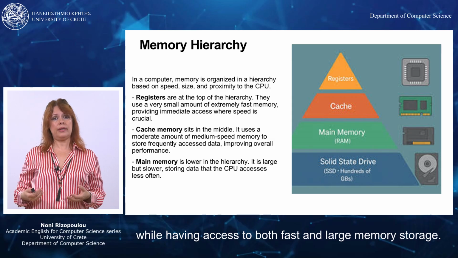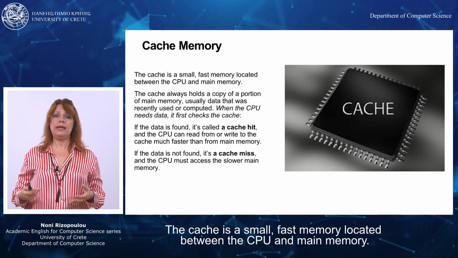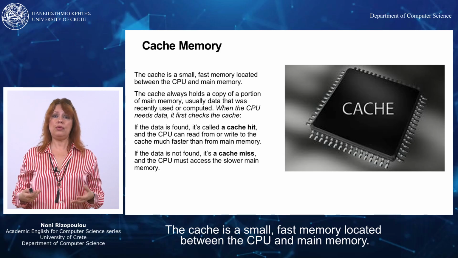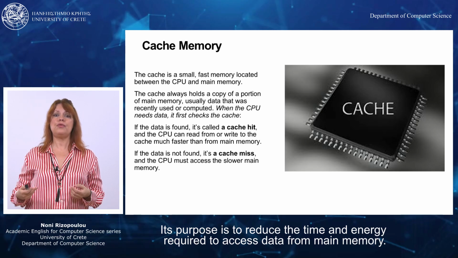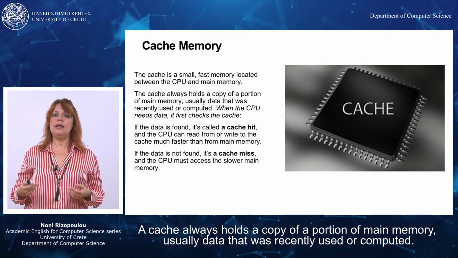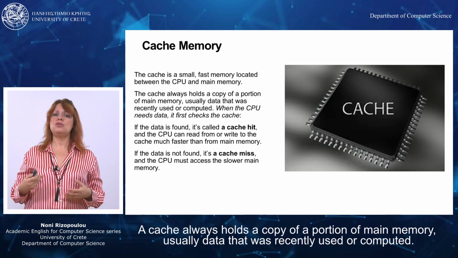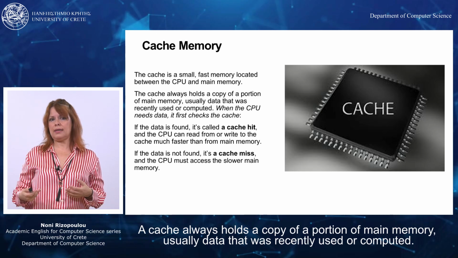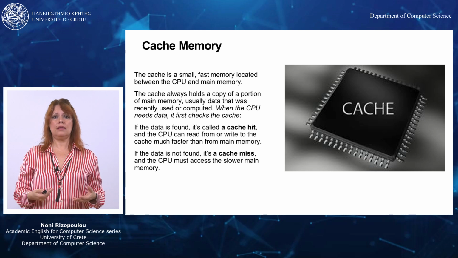The cache is a small, fast memory located between the CPU and main memory. Its purpose is to reduce the time and energy required to access data from main memory. The cache always holds a copy of a portion of main memory, usually data that was recently used or computed. When the CPU needs data, it first checks the cache.